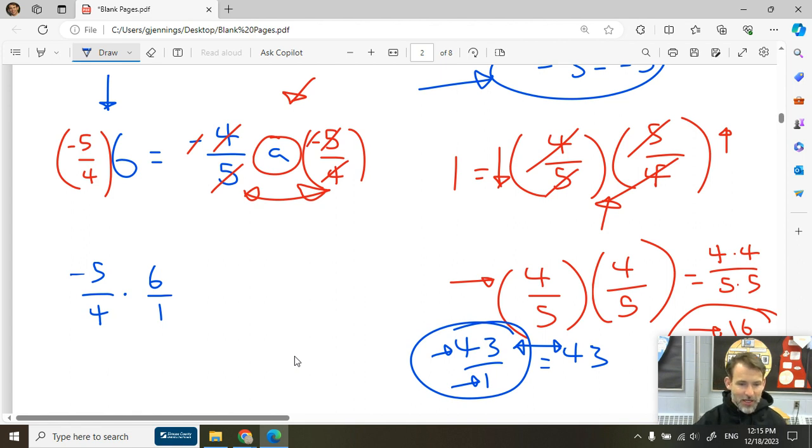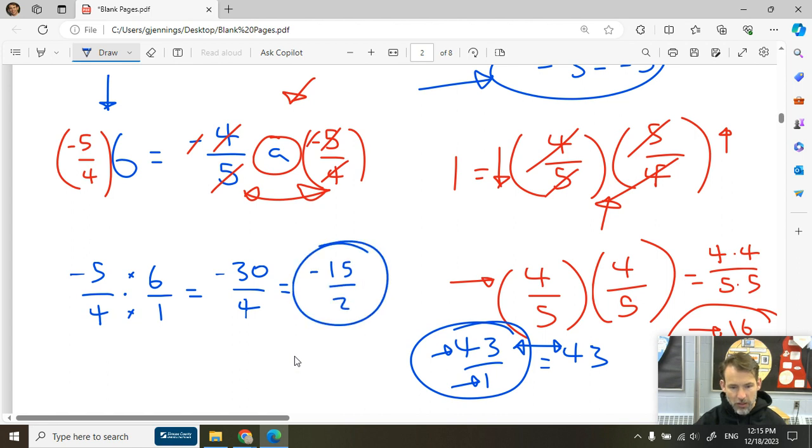Okay, so if I do this, negative 5 over 4 times 6 over 1, well, that's equal to negative 30 over 4, because I just multiply top times top over bottom times bottom. But then I notice both of these have a factor 2, so that's negative 15 over 2. I can also do the cancellations this way. I cancel the factor 2 there, and I do 5 times 3 is 15, and 2 times 1 is 2.